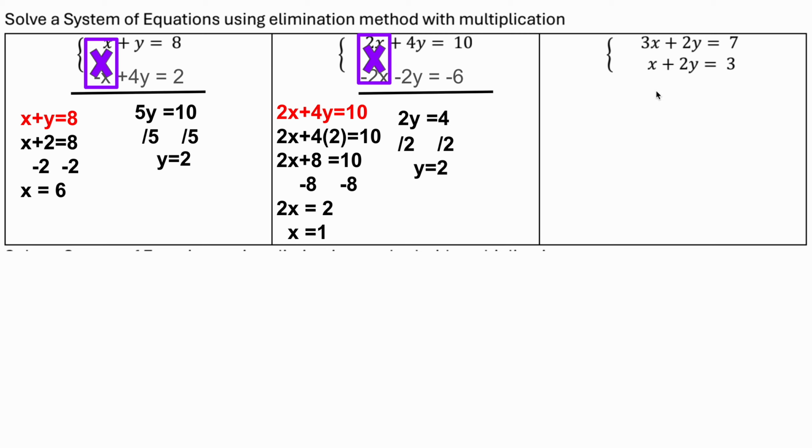Okay, in our third example, we can see that we have sames. So again, I'm going to multiply it all by -1, or if I change the sign of one, I have to change the sign of all. So this x becomes -x, 2y becomes -2y, and positive 3 becomes -3. And here I've created an opposite. I'm going to eliminate it.